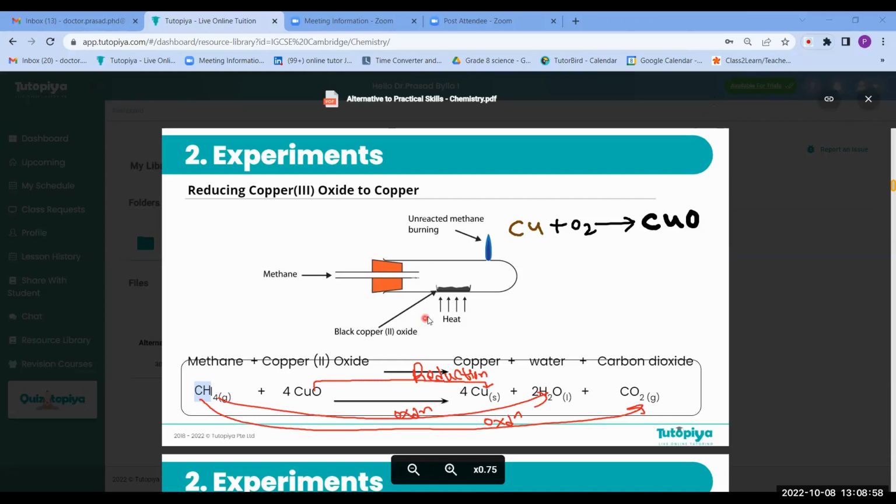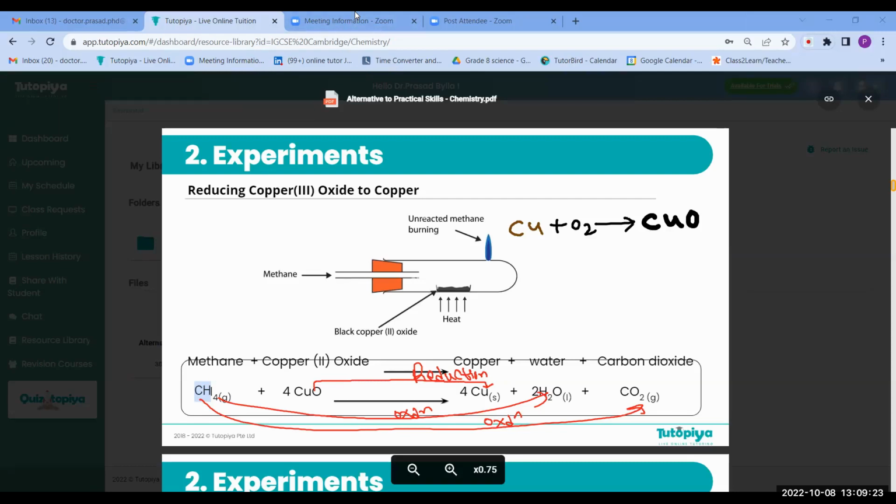Okay, so first of all, you asked what is a redox reaction. A redox reaction is basically a reaction where reduction and oxidation happen simultaneously. And one question I had was why is methane specifically used in this experiment? Not only methane, you can even use ethane, propane, butane, anything. I just took some hydrocarbon.